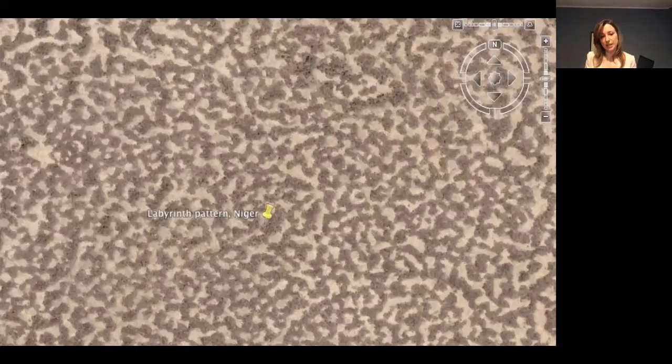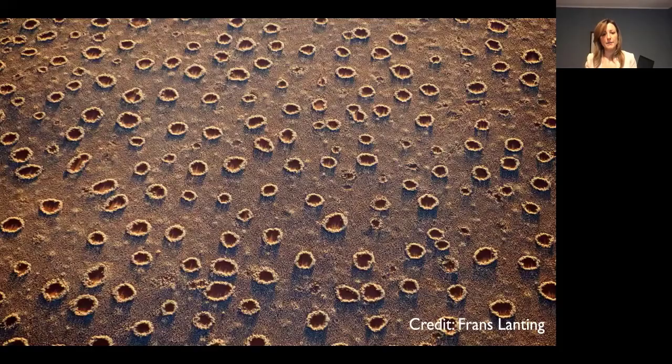This is also vegetation. This is a labyrinthine pattern in Niger. This is now an aerial view of the Namib Desert. These are the fairy circles. So it's gaps, soil surrounded by taller vegetation, and then what looks like a homogeneous cover of vegetation between them.